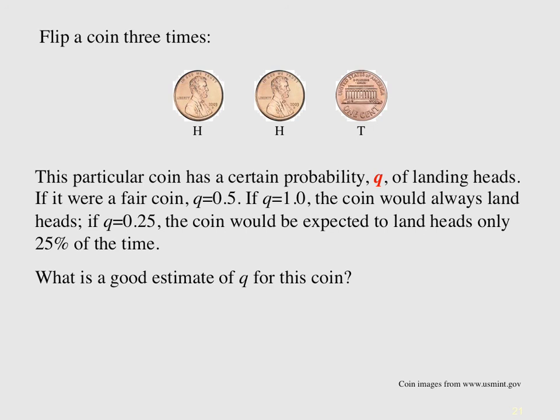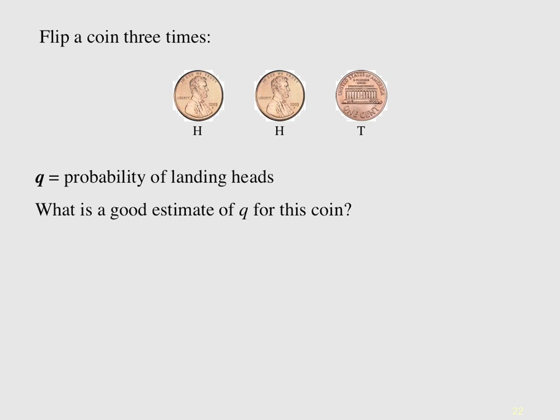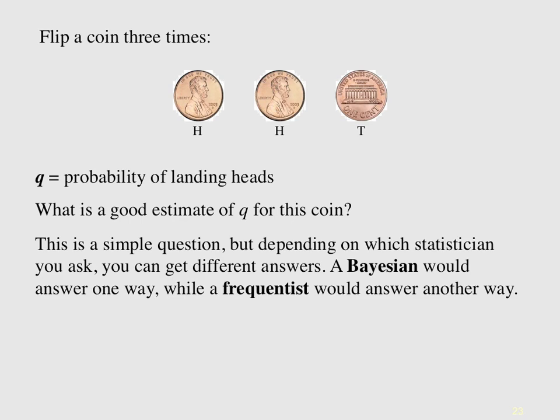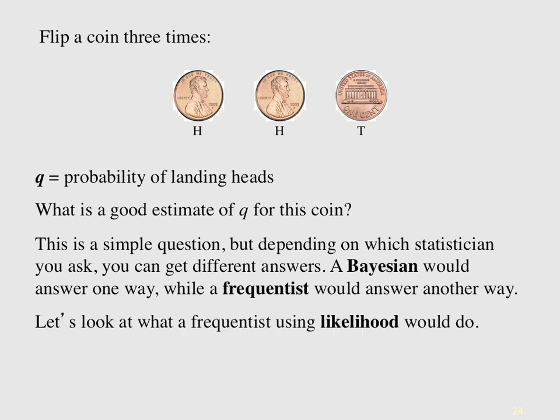So if you think if I flip it again 18 times, I'll get 9 heads. Okay? So we'll see whether that makes sense. All right. And a Bayesian would answer one way, and a frequentist would answer another way. Okay? So, frequentist using likelihood.